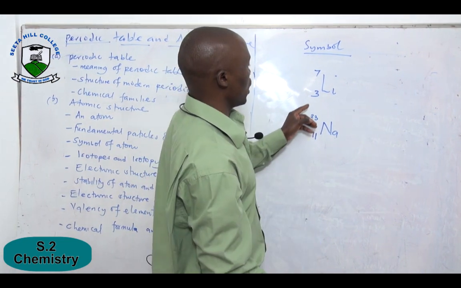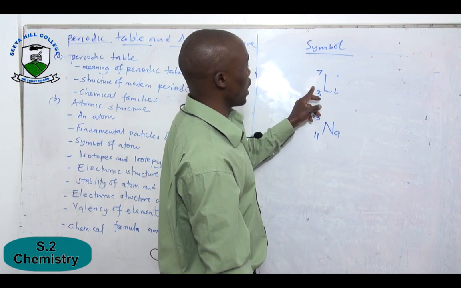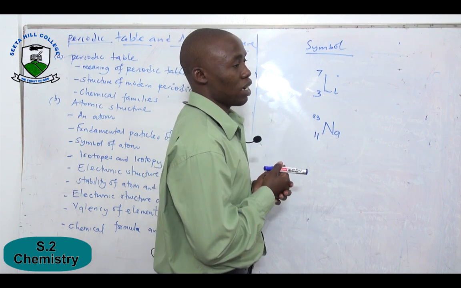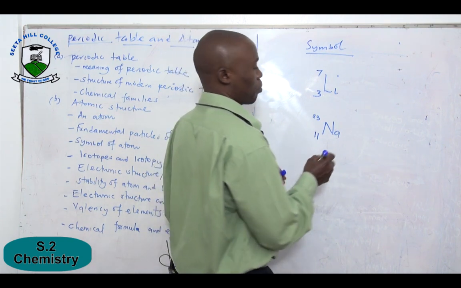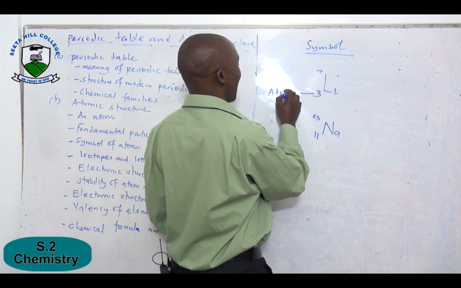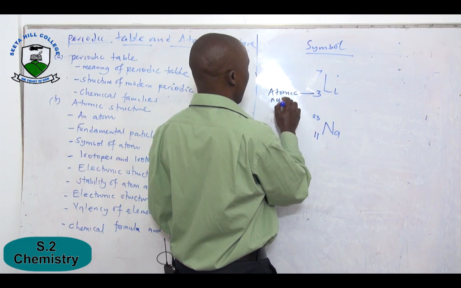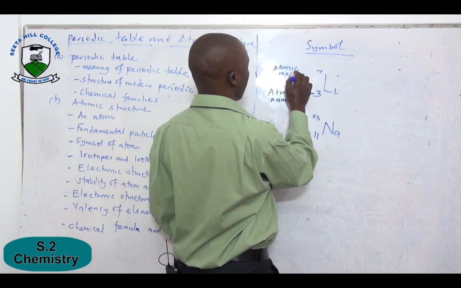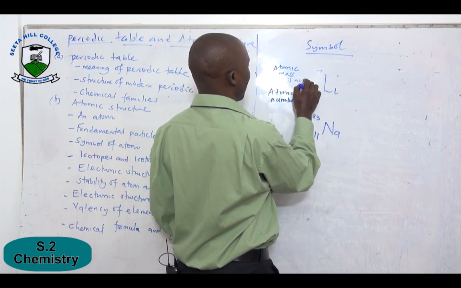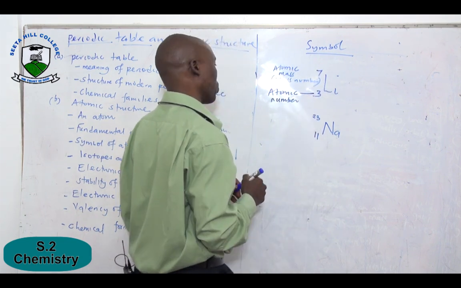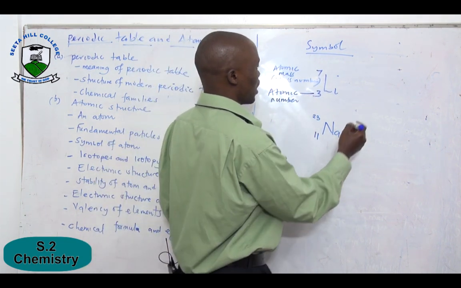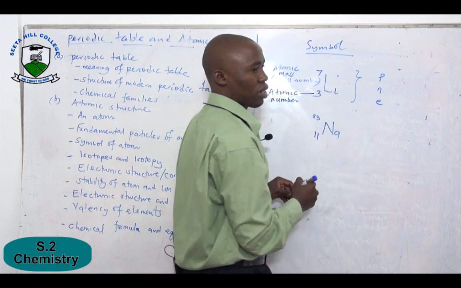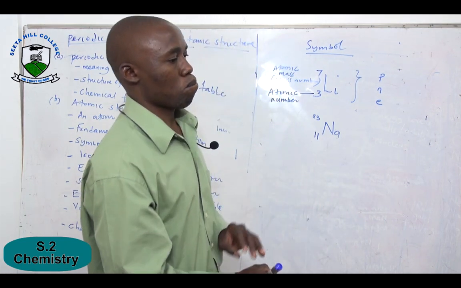Now look here. See this 3, we say the bottom number was used to locate elements in the periodic table, and it was called the atomic number. And the number up, we call it atomic mass or mass number. Now, look here. Did we say that the atom has how many particles? Protons, neutrons, and electrons.